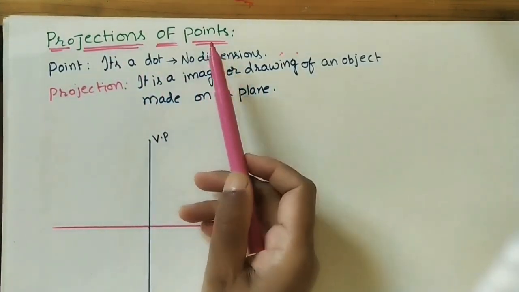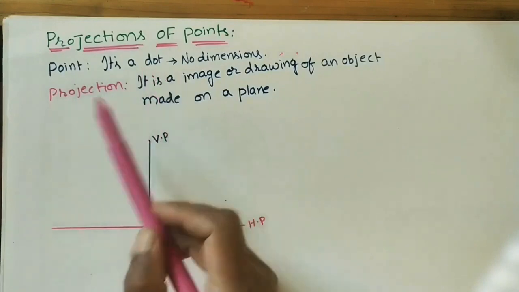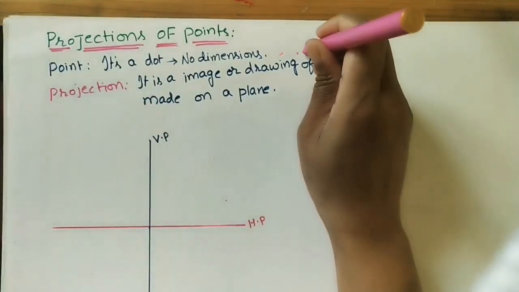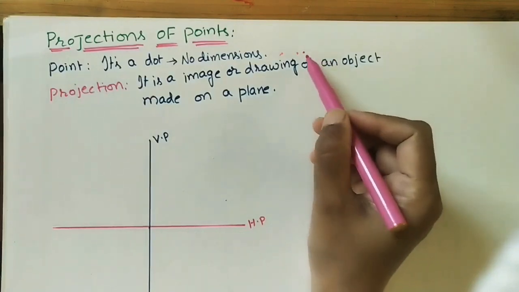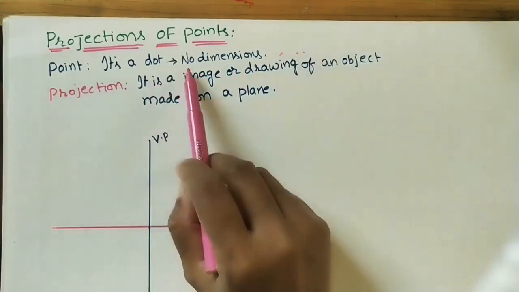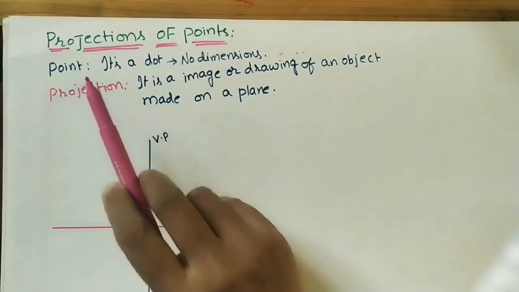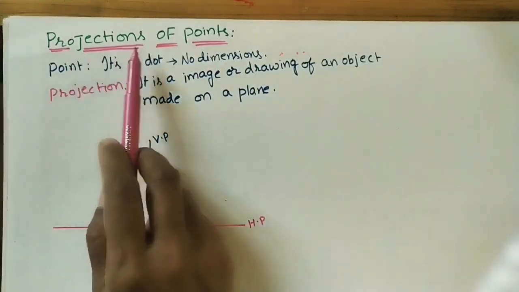In it, what is a point? Point means, as we know, it is a dot. A single dot like this. It has no dimension: no width, no height, and no thickness. It has no dimensions. It is called a point.